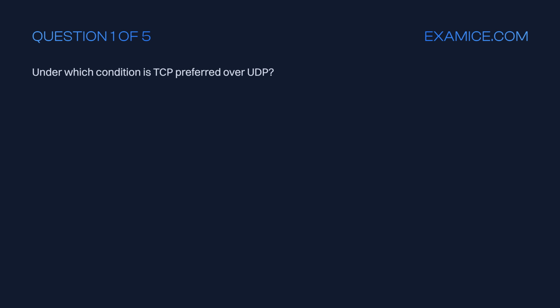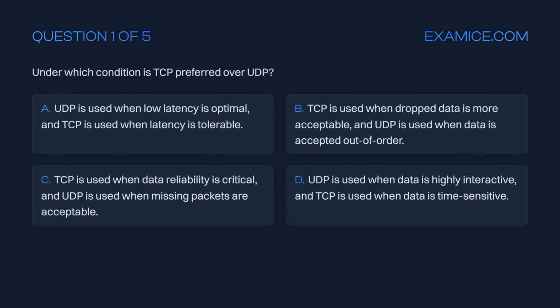Let's get started. Question 1. Under which condition is TCP preferred over UDP? Option A. UDP is used when low latency is optimal, and TCP is used when latency is tolerable. Option B. TCP is used when drop data is more acceptable, and UDP is used when data is accepted out of order. Option C. TCP is used when data reliability is critical, and UDP is used when missing packets are acceptable. Option D. UDP is used when data is highly interactive, and TCP is used when data is time-sensitive.